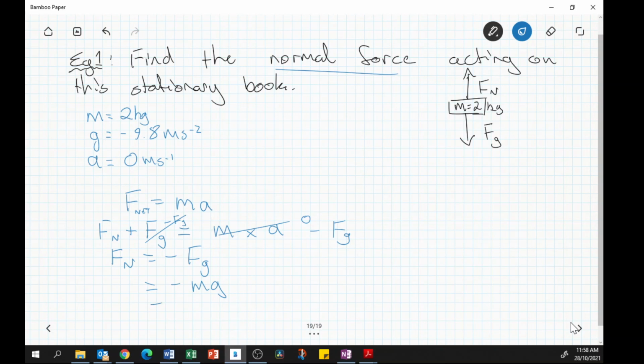So we know that our normal force is equal to the negative of 2 times negative 9.8. And we get a positive 19.6. And that makes perfect sense. It's positive, it's acting upwards. Acceleration due to gravity is negative because it's acting downwards. That's fine. Nothing too crazy in that one.